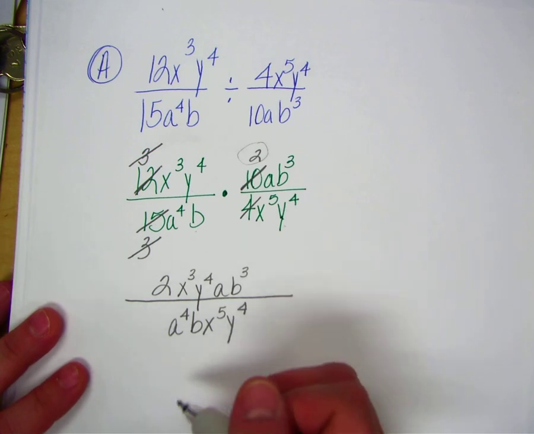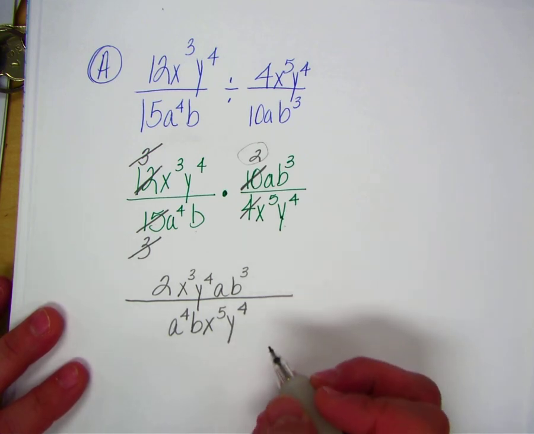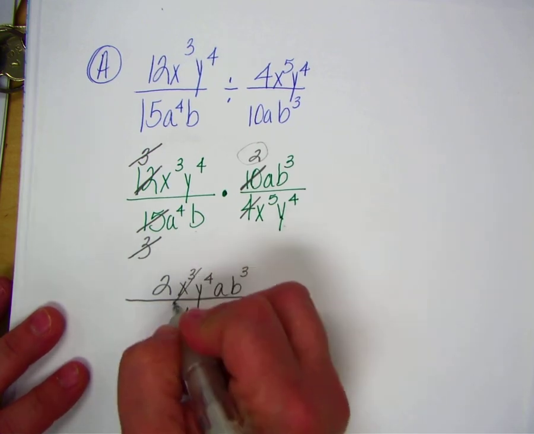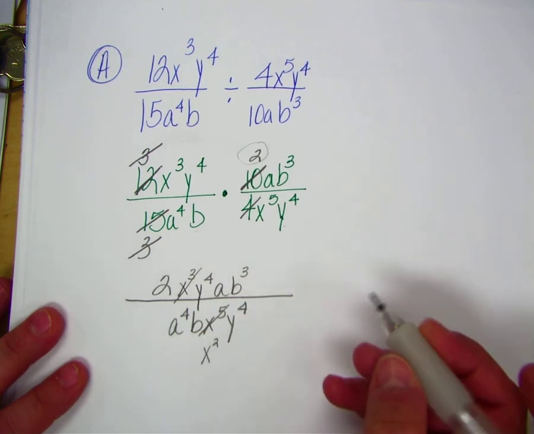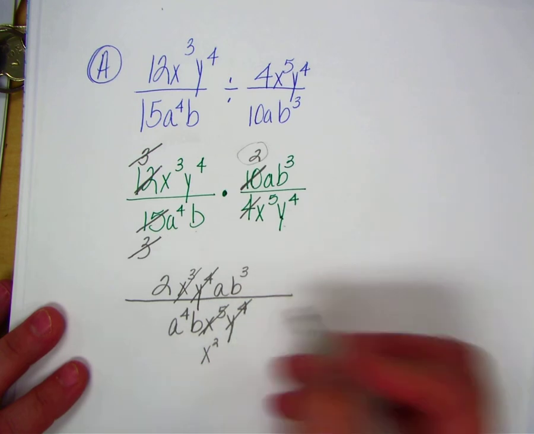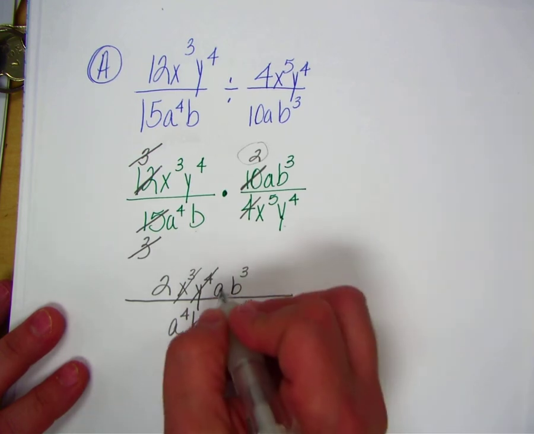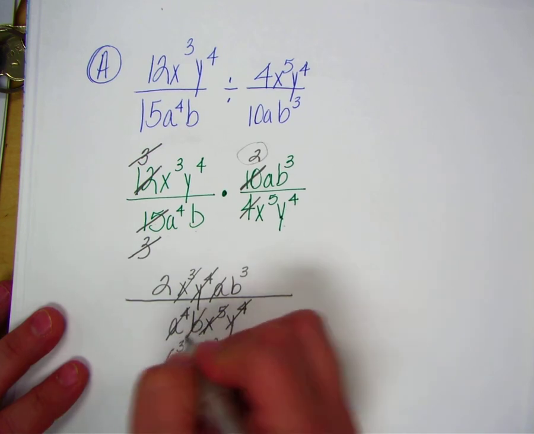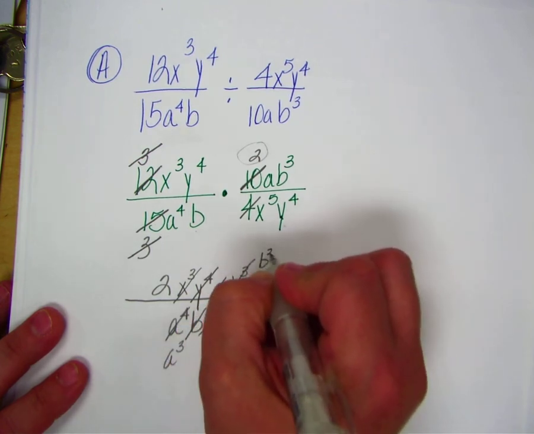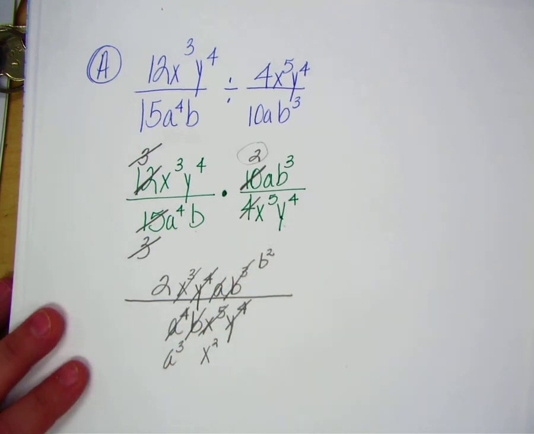Okay, now let's cancel whatever needs to be canceled. So I know that x cubed will go into x to the 5th, x squared times. I know that the y to the 4th will completely cancel. I know that a will go into a to the 4th, a cubed times. And I know that b will go into b cubed, b squared times. Is that a little better? It's not quite as messy.